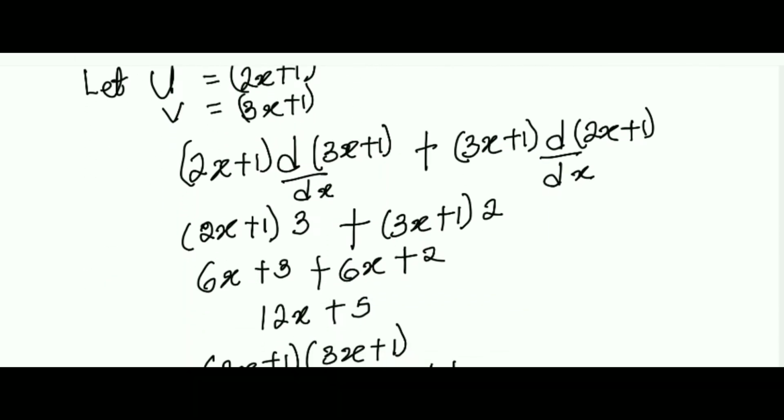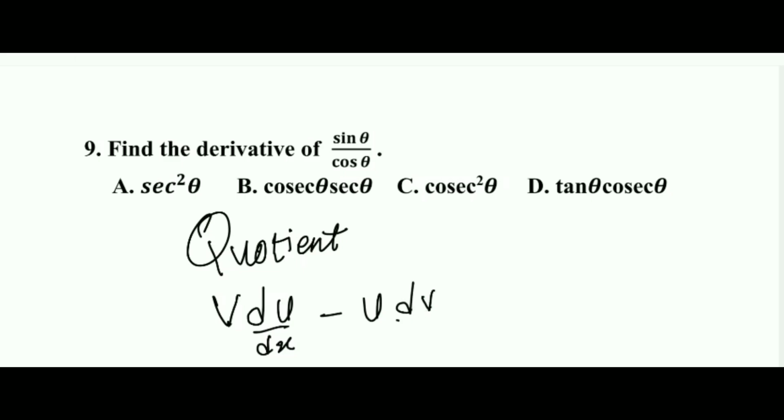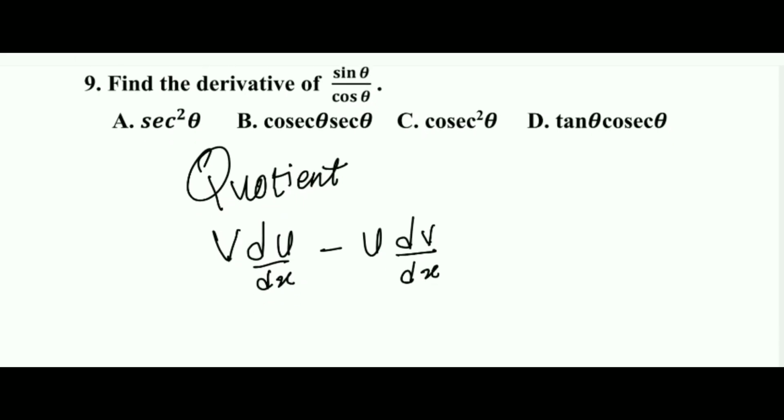Let's move on to the next question. Okay, now this also is on derivatives. Find the derivative of sine theta divided by cos theta. What do you do? In this problem, I'm going to teach you using the quotient rule. What the quotient rule says is v du/dx minus u dv/dx, divided by v squared.